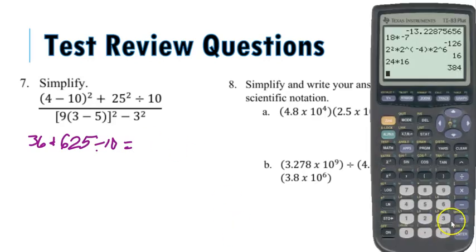So we're going to grab our calculator. We got 62.5. And we're going to add 36 to that. And that's going to give us an answer of 98.5.